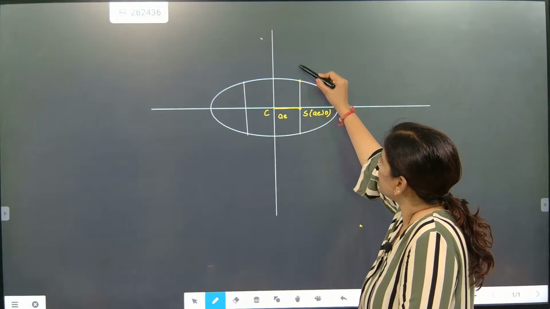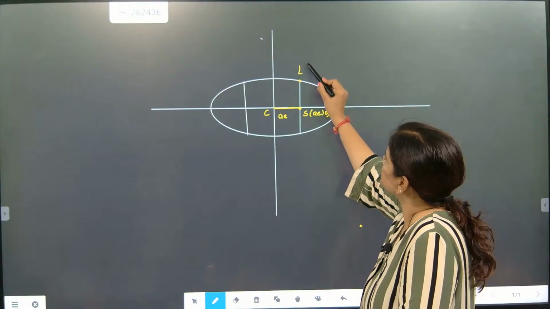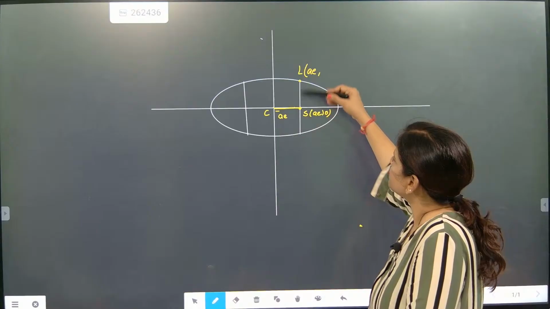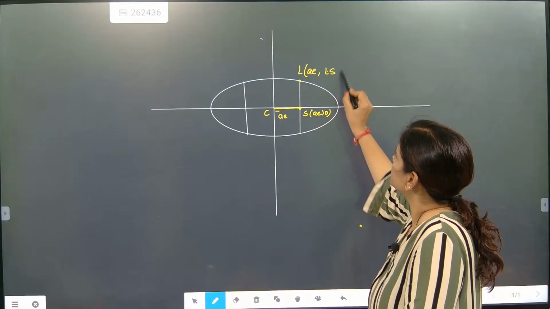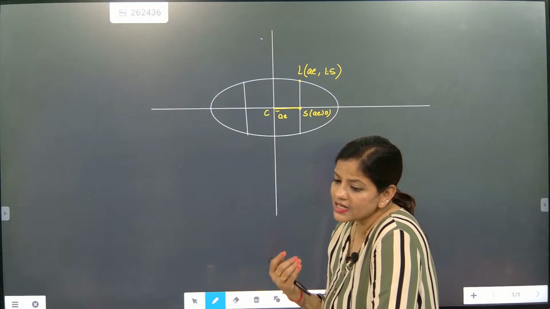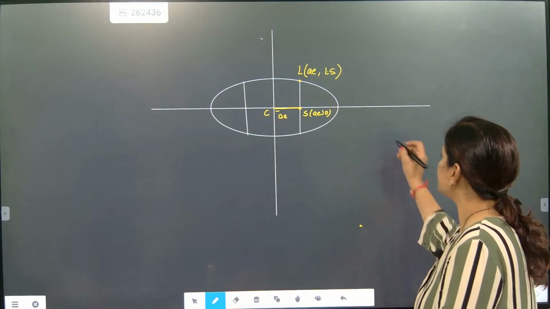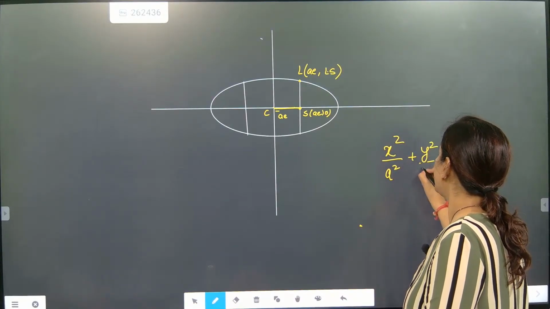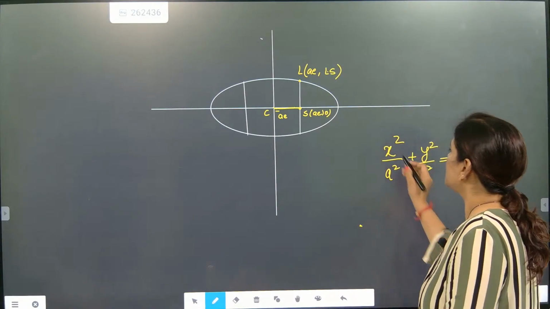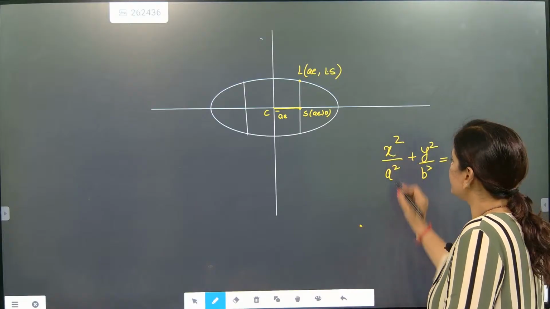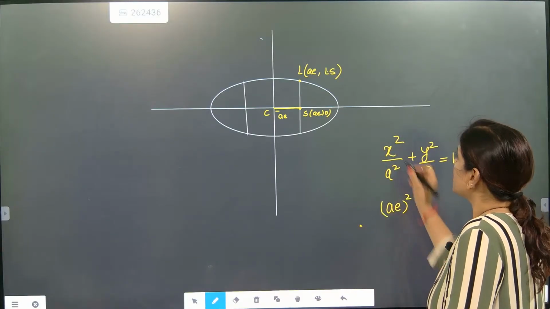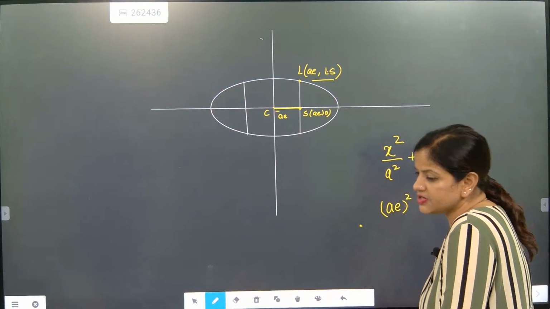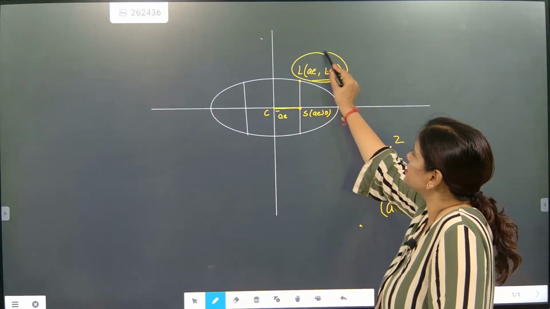So this distance will be ae, because the x distance is coming as ae. And this part will be LS. So LS is the half-length of the latus rectum. Now what is the equation, beta? x square by a square plus y square by b square is equal to 1. Now we can take the x value as ae, because this point is present on the ellipse, so it will satisfy the equation of the ellipse.